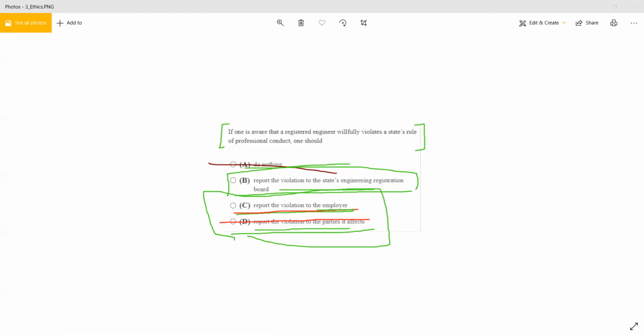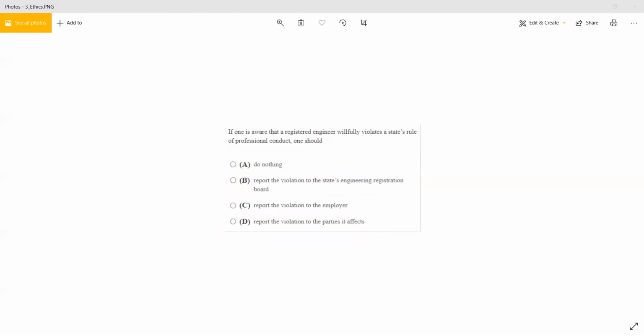And if we want to know what the solution says exactly, it's very short. The violation should be reported to the organization. Is this the right one? It's number 3. Huh, that's weird. The violation should be reported to the organization that has promulgated the rule. Okay, which is the registration board. I suppose that makes sense.